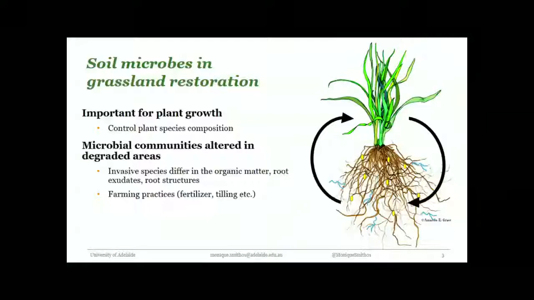I'm interested in how soil microbes may affect grassland restoration. I think we all know that soil microbes are important for plant growth. They can be pathogenic or have symbiotic relationships that help plants grow. Because of this, soil microbes can control plant species composition. But in addition, microbial communities are often altered in degraded areas. One way is when you have exotic species invading. They offer different organic matter and root exudates, and they have different root structures, so they can support different microbial communities. In addition, depending on the land use, that can also affect the microbial communities. In my case, farming practices such as the addition of fertilizer and tilling can affect the microbial community, and that can then affect that relationship.